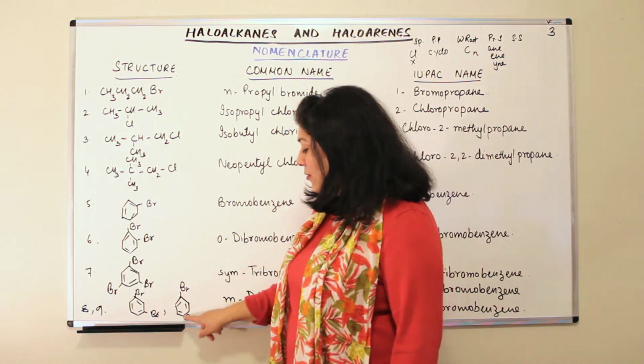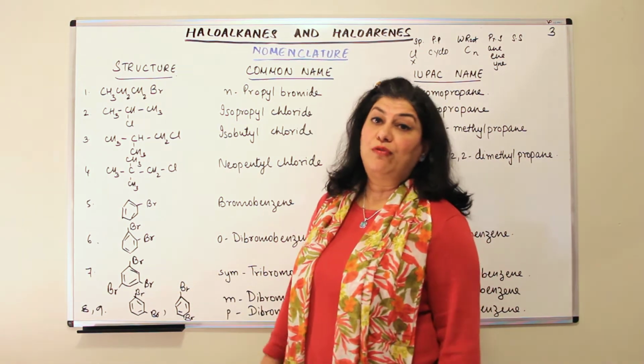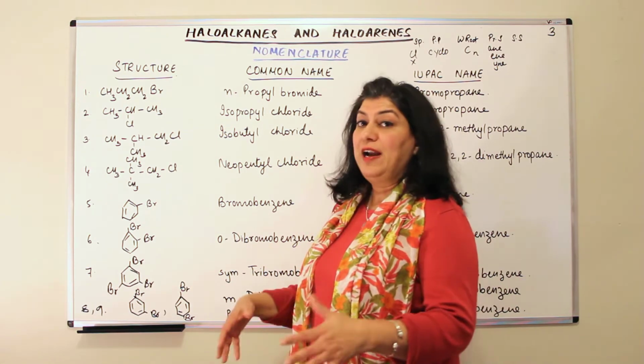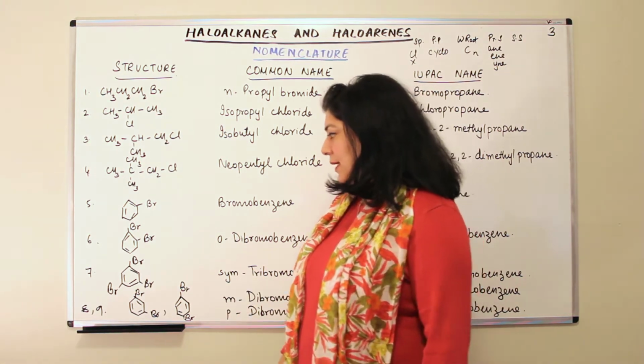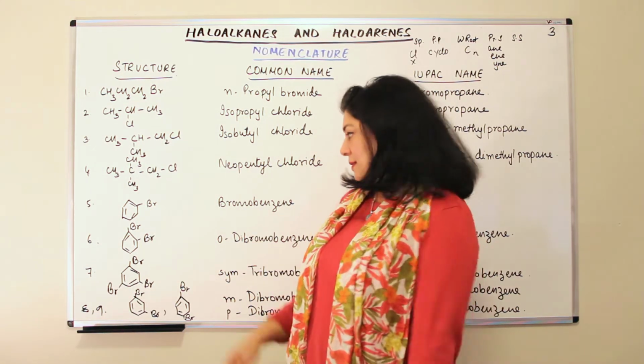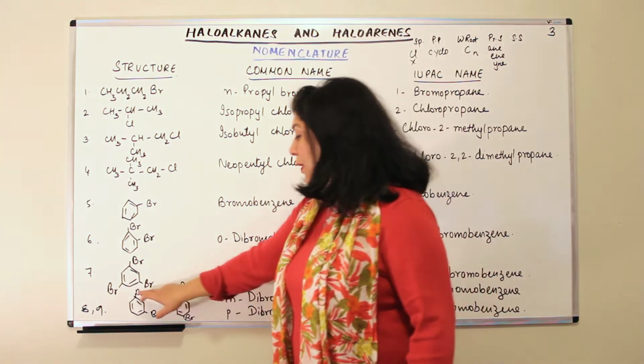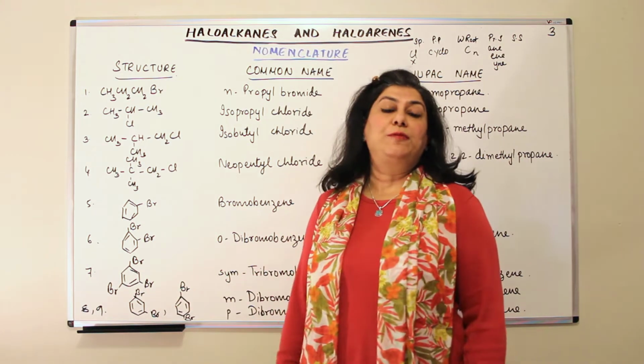So we only count up to the one extreme on one side, and that gives us the maximum number of options in nomenclature while we are naming them. Because we always count from that direction where we will get the lowest locants. So here you have 1,2 substitution, 1,3 substitution, and 1,4 substitution.